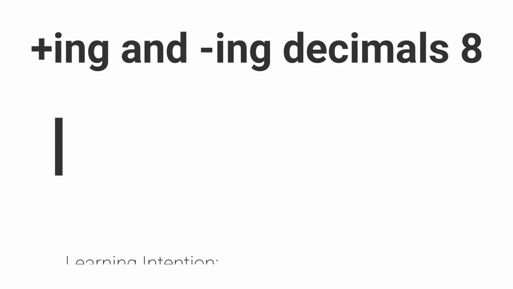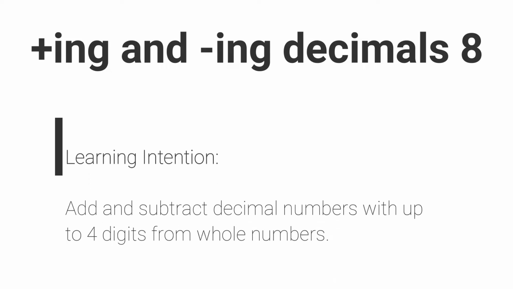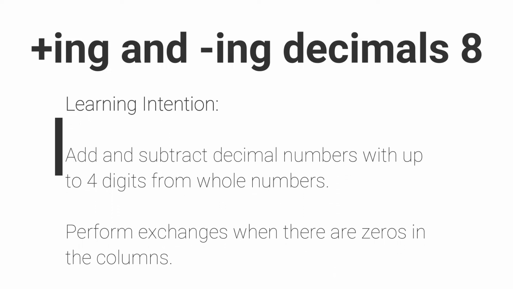Welcome back, Year 5. In today's math lesson, we're going to do our last session on adding and subtracting decimals. We have two intentions. The first is to add and subtract decimal numbers with up to 4 digits from whole numbers. For example, 5 take away 3.728. Our second learning intention is to perform exchanges when there are zeros in the columns. That's something we've done before, so it shouldn't be too tough.